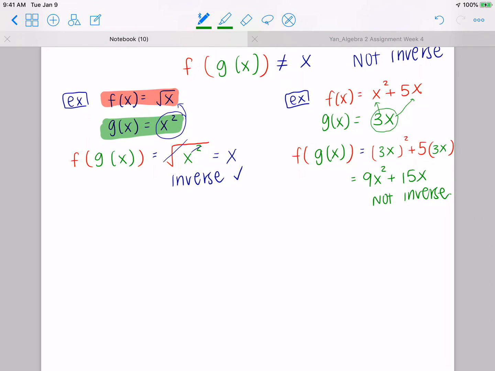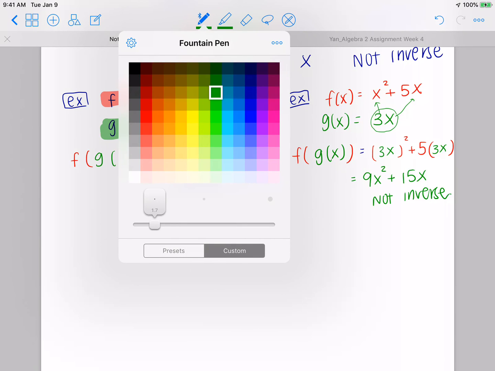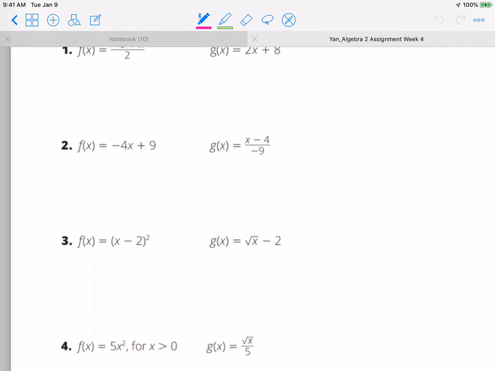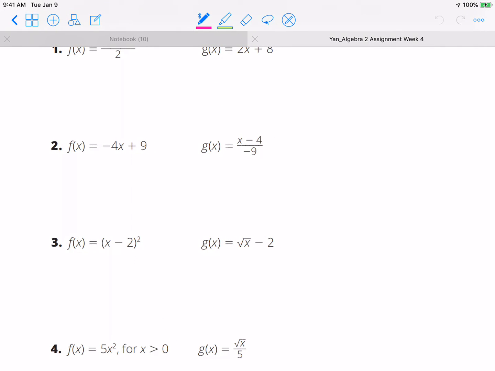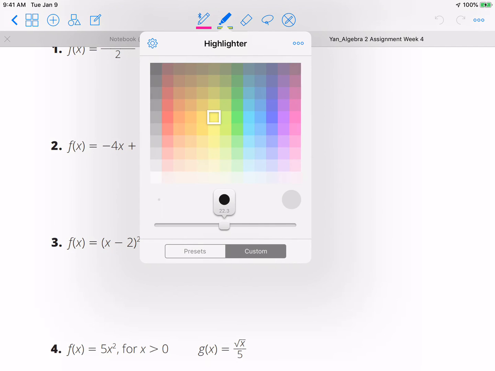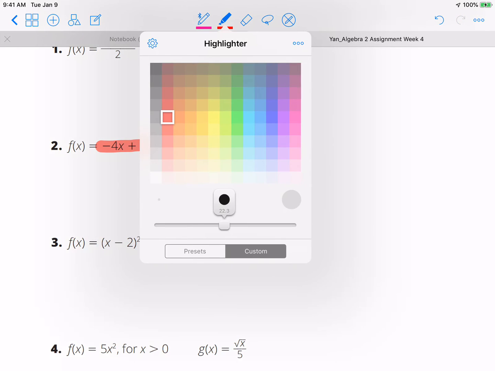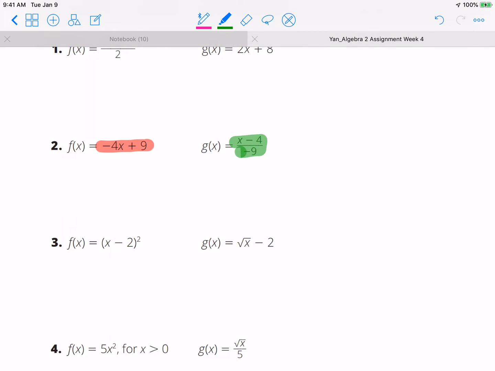Okay. I'm going to show two of your homework questions. Let me just actually go to the homework page. I think this is the homework page. I'm going to do number 2 for you. I'm going to do number 5 for you. Okay, so you got your f function, and you also got your g function.